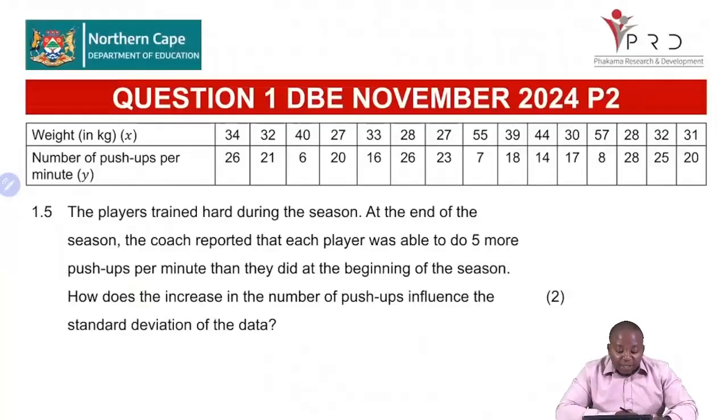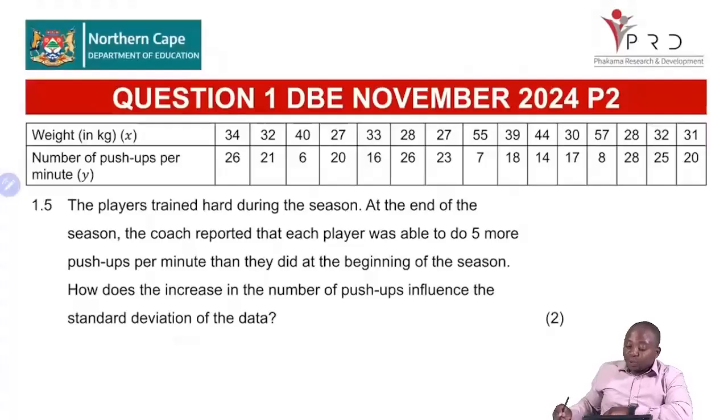Welcome back, grade 12. Let us look at 1.5. It reads as follows. The players trained hard during the session. At the end of the session, the coach reported that each player was able to do 5 more push-ups per minute than they did at the beginning of the session. How does this increase in the number of push-ups influence the standard deviation of the data?